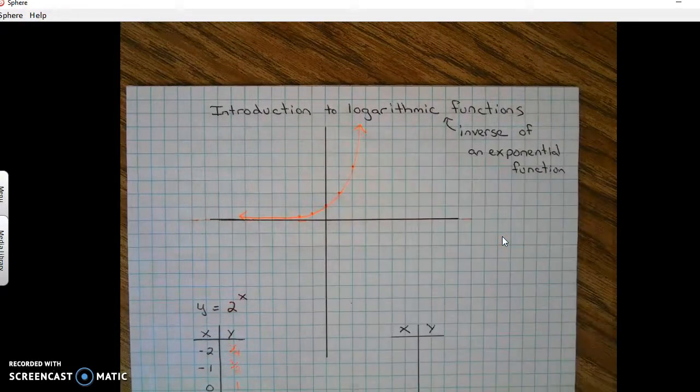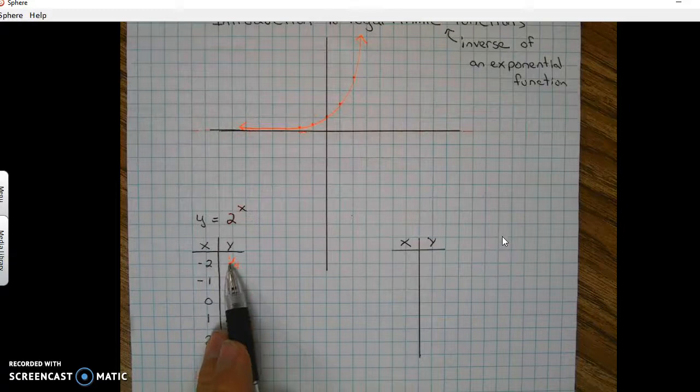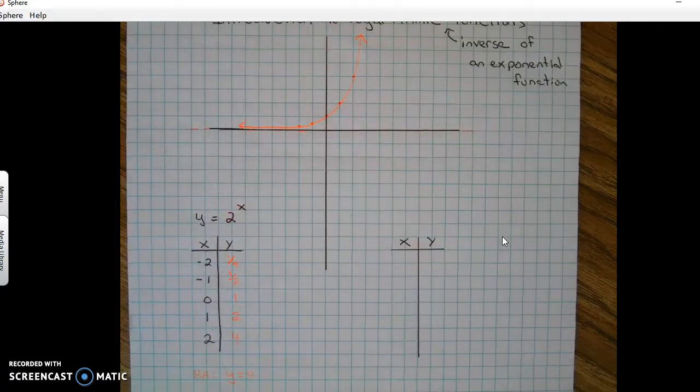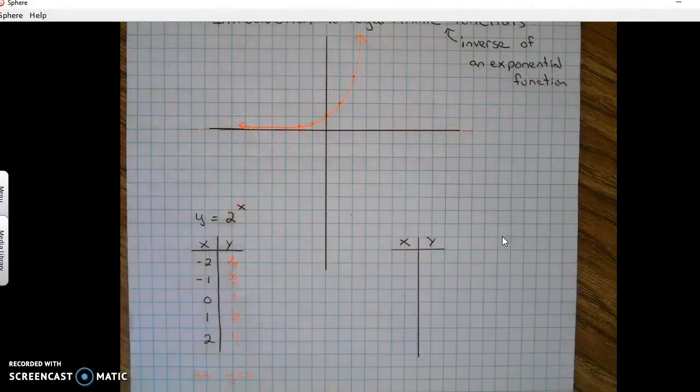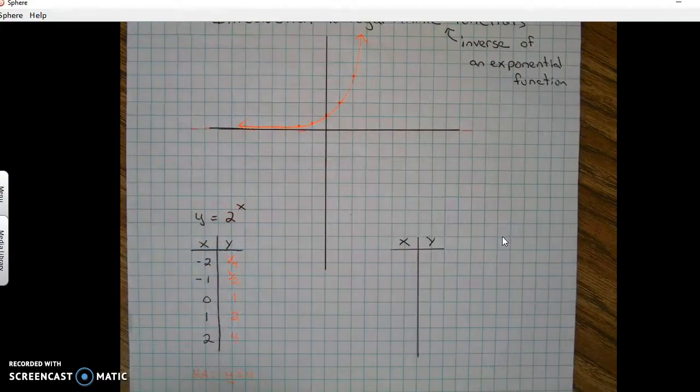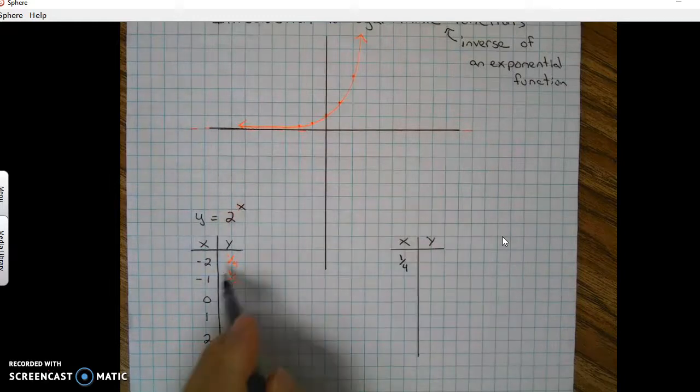So if you'll recall, to find an inverse of a function, we do what with the x and the y values? That's correct. We would switch those around. So my x values would become my y, and my y values would become my x. So I'm going to go ahead and switch these around.